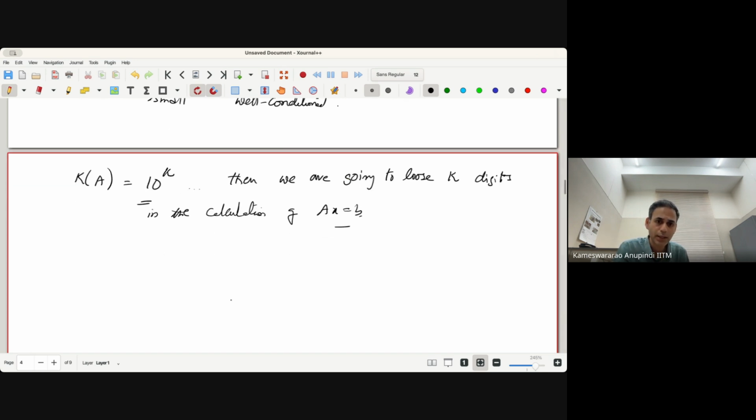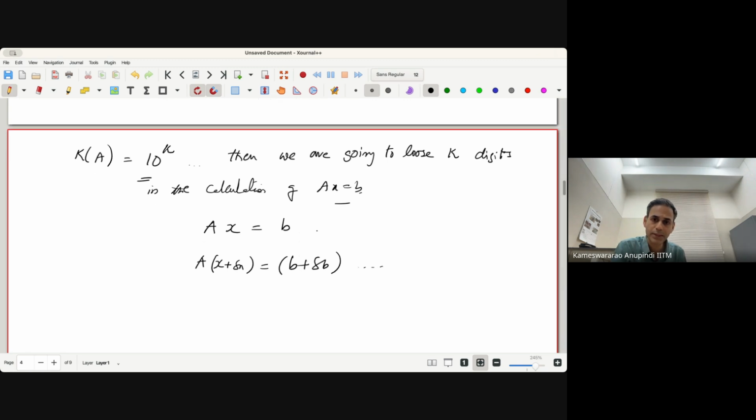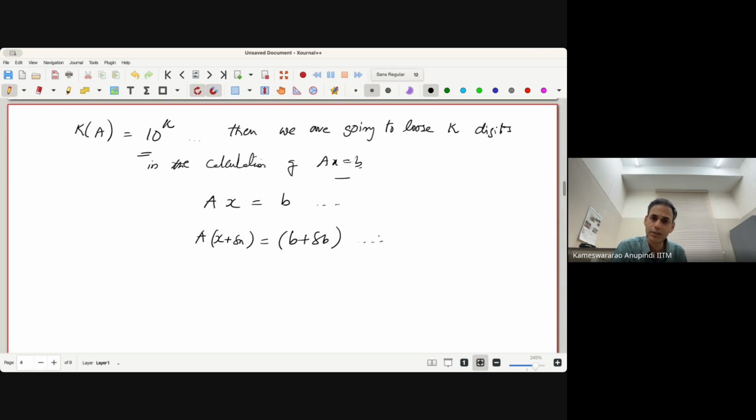So let us look at perturbation of the equation. We said A times X equals B. This is the equation we want to solve. Now let me perturb the right hand side a little bit. Let me write it as B plus delta B. Let me call the new solution A times X plus delta X, the new solution that we would obtain if we were to solve for B plus delta B. So this is the original system, and this is the perturbed system.